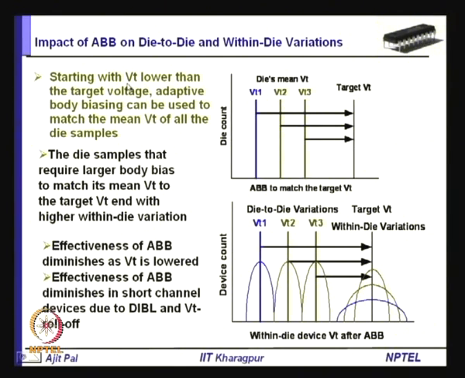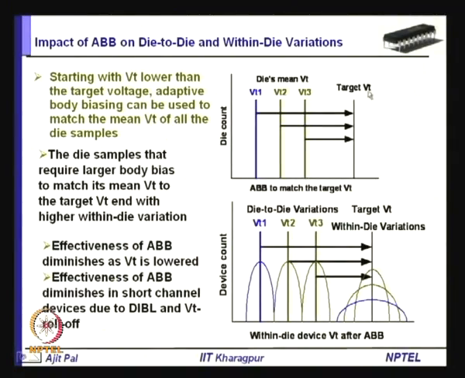Starting with Vt lower than the target voltage, adaptive body bias can be used to match the mean Vt to all the die samples. So, what you can do? You can start with a die with a smaller threshold voltage, that means you will fabricate in such a way that the threshold voltage will be smaller than the original. Then you will use adaptive body biasing to have the target threshold voltage for all the dies. So, for this die you are using a body bias so that it reaches the target threshold voltage. For this die, obviously a different body bias has to be used, and so on.